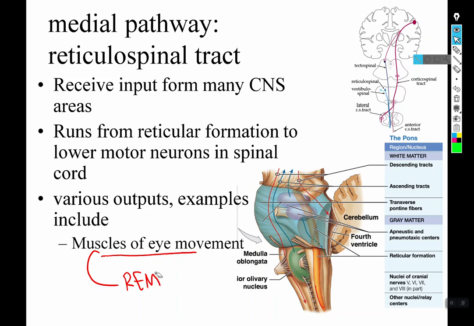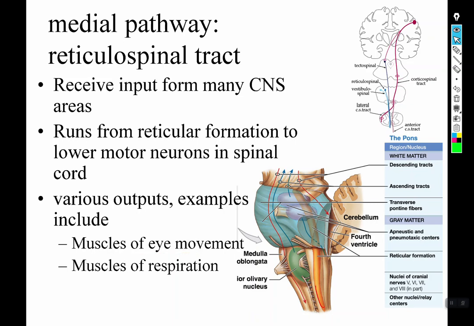So eye movement is one, muscles of respiration. So your respiration is very different depending on whether you're sleeping or whether you're awake. So for example, deep, slow breathing is characteristic of sleep. Shallower, quiet breathing is characteristic of wakefulness. So this kind of accounts for some of the eye and respiratory phenomena that we observe as humans transition from a state of wakefulness to deep sleep.